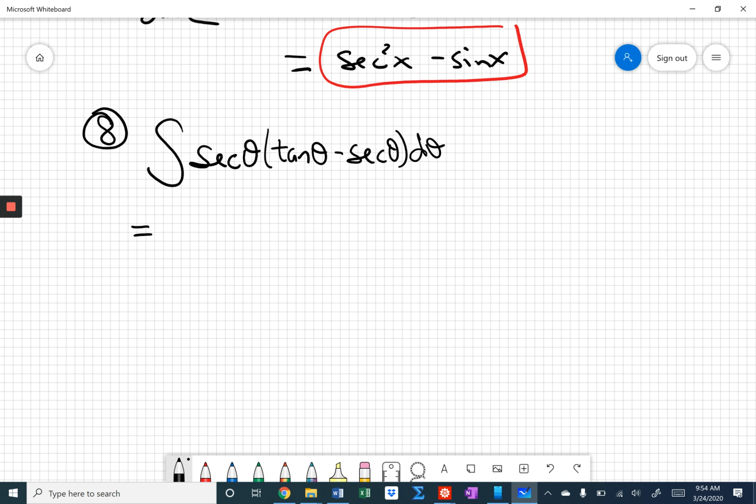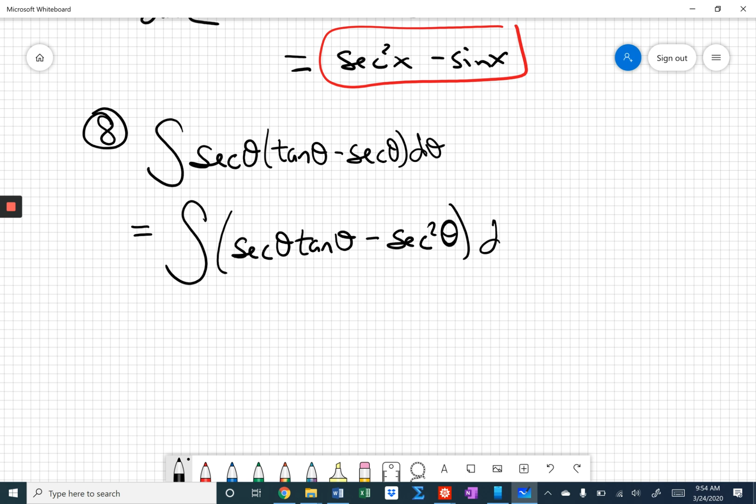What you want to do is sharpen the axe. Okay, let's do a little bit of algebra here. Let's distribute the secant of theta. So secant theta tangent theta minus secant squared d theta.